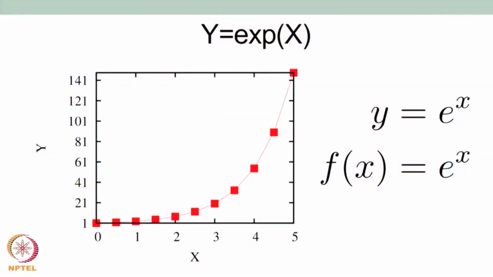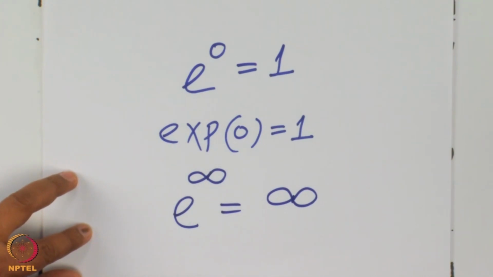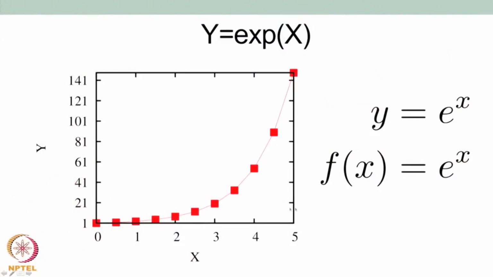One more thing I wanted to say is that for a very large value of x, this is increasing and going to infinity. So e power infinity is infinity. This is another thing which I want you to learn. When x in this curve goes to infinity, this function also goes to infinity. It is increasing and it will reach infinity. So e power infinity is infinity. These things I want you to understand.